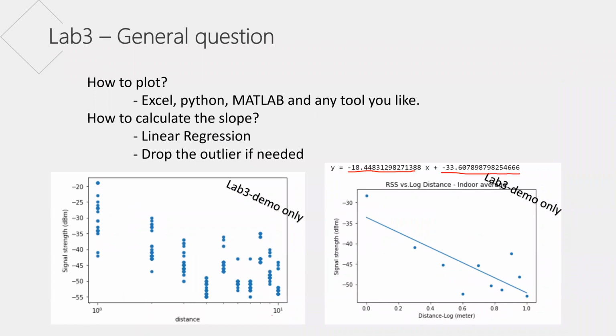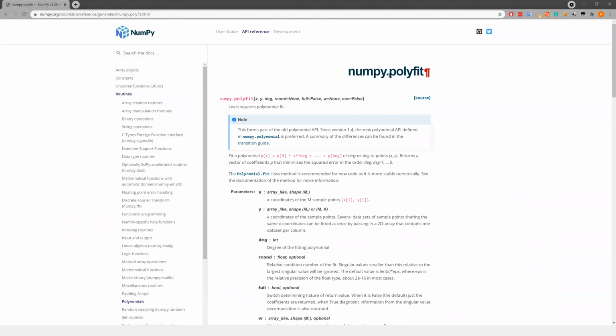Our X value is the log distance, and our y-axis is the signal strength. We have both of them in the data set. All we need to do is make them arrays and put them into numpy.polyfit. But you can also use Excel to do that. You are not required to do any programming. But if you would like to, you can use numpy.polyfit to help you plot the line.